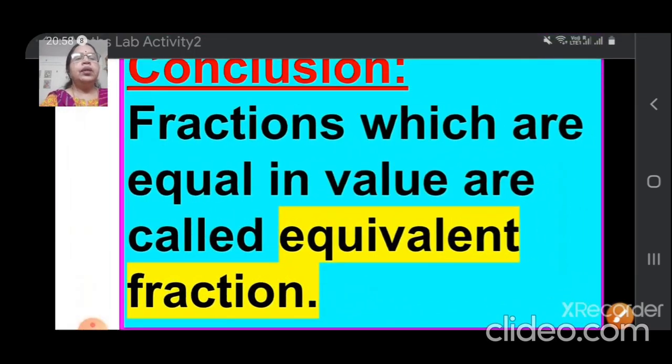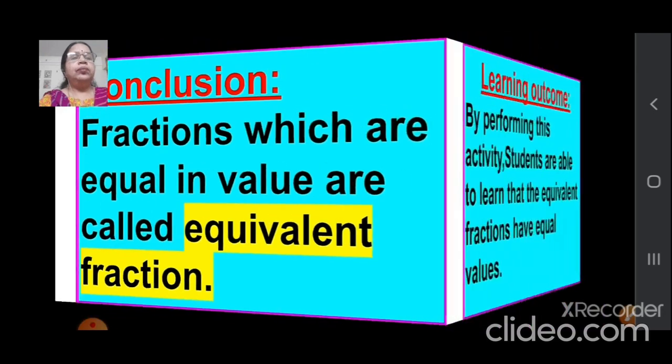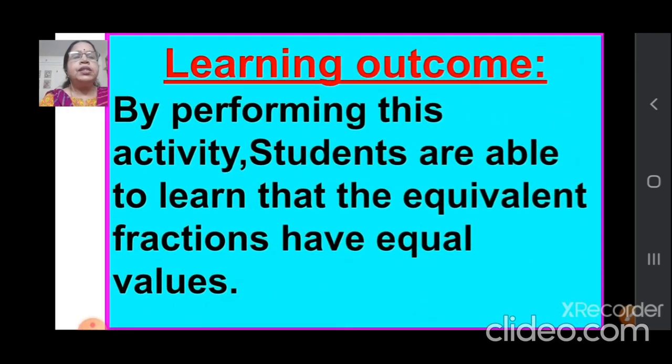Now, what is the conclusion? Fractions which are equal in value are called equivalent fractions. And what is the learning outcome? By performing this activity, students are able to learn that equivalent fractions have equal values.